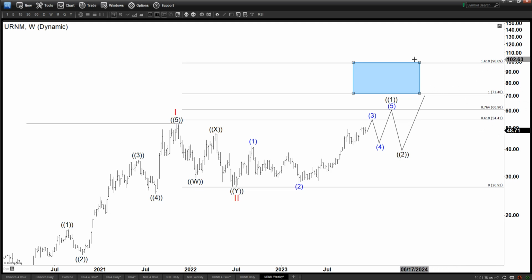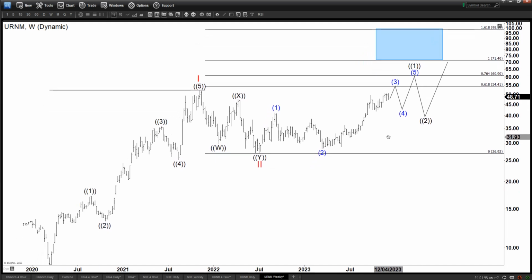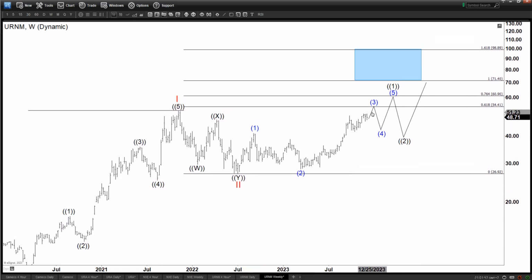So very potentially it can be a big mover in the next years or so. So here we are calling for more upside. Again, a break above this peak is going to confirm and validate all this view.